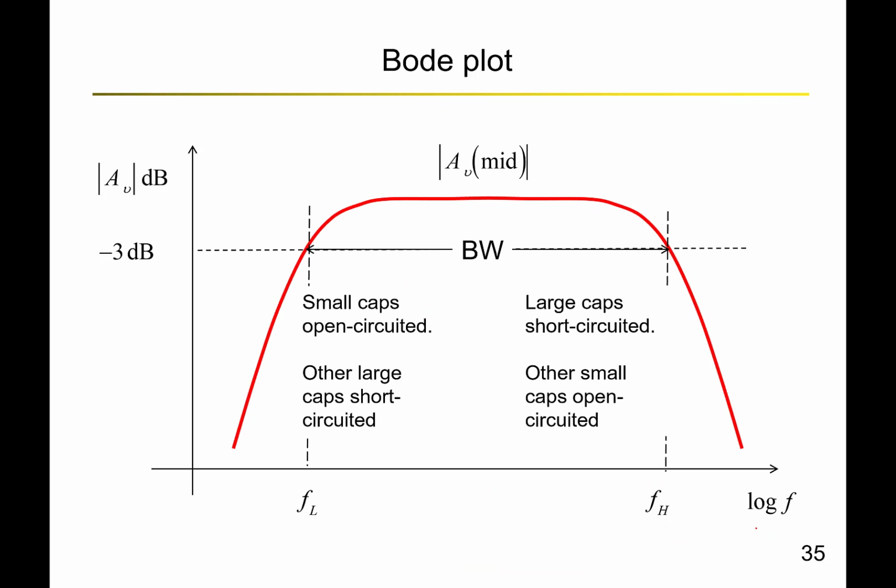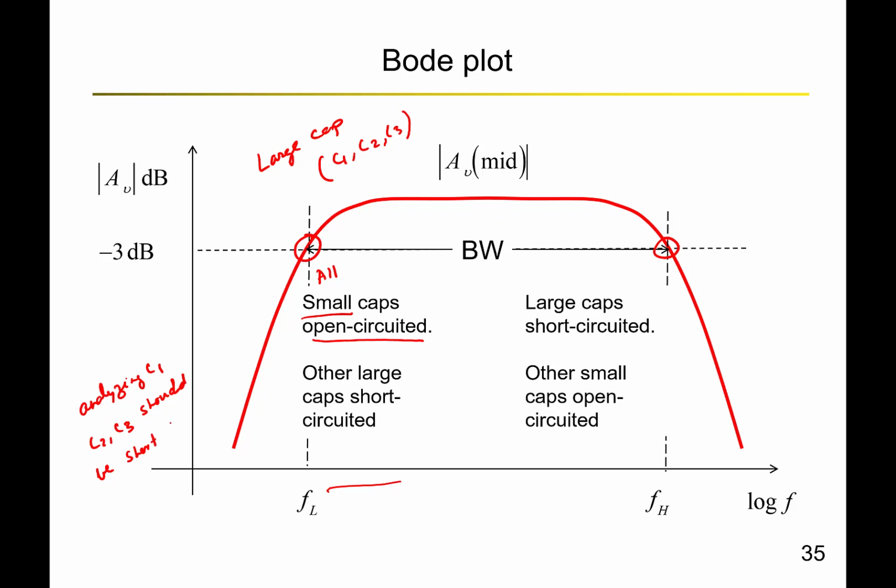That leads us to trying to understand how we apply the single time constant both on the lower end as well as higher end. So on the lower end, what we are looking for is the effect of large capacitances, which means all small capacitances should be open circuited, right? Maybe in the circuit there are multiple large capacitances C1, C2, C3. So if I am analyzing C1, C2 and C3 should be short circuited. And this gives us the lower corner frequency omega L.